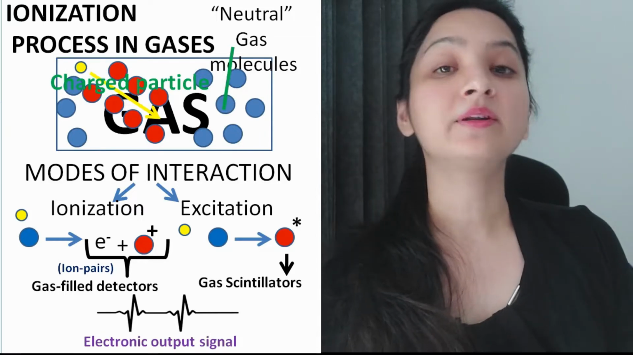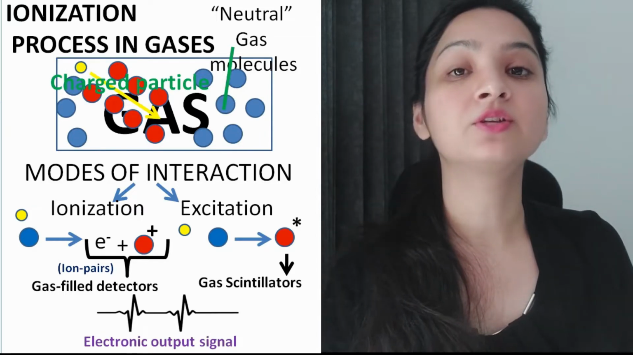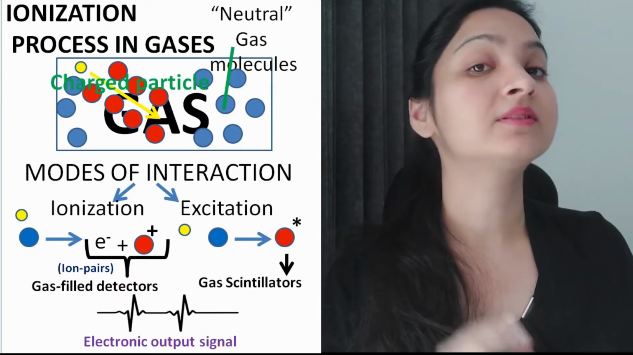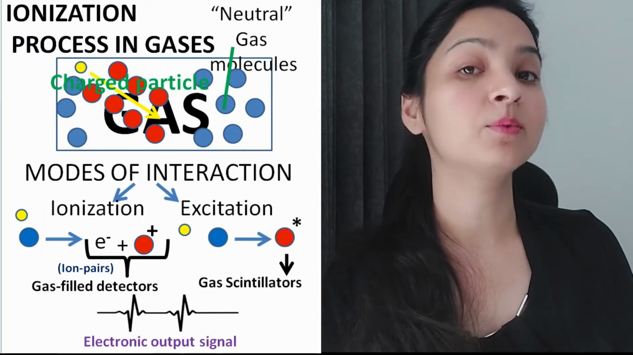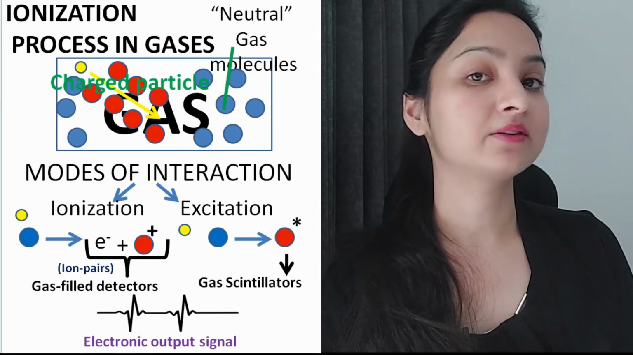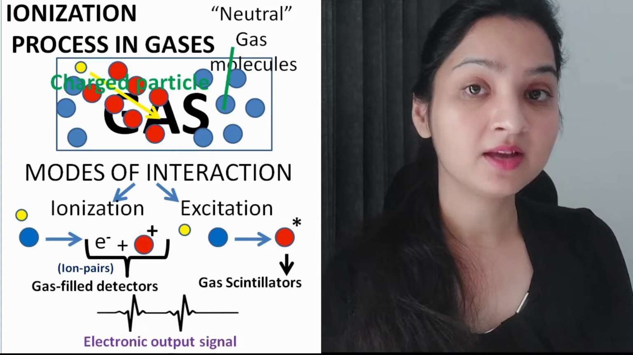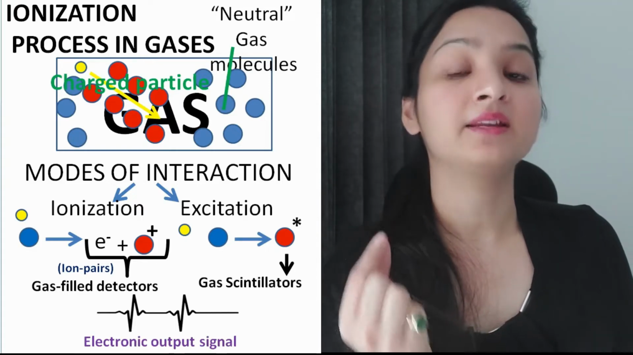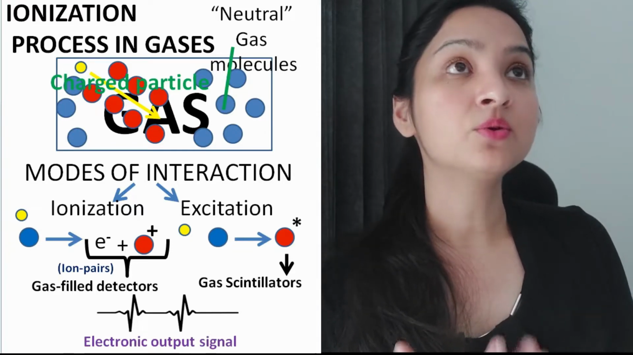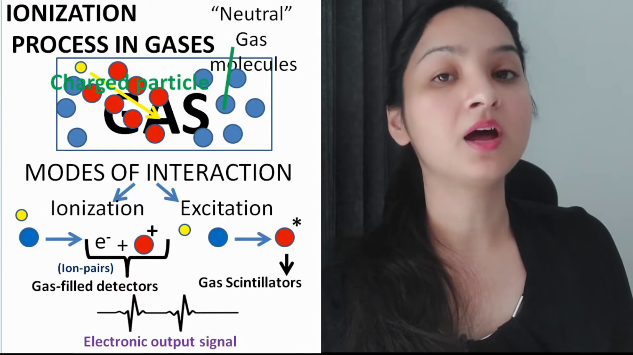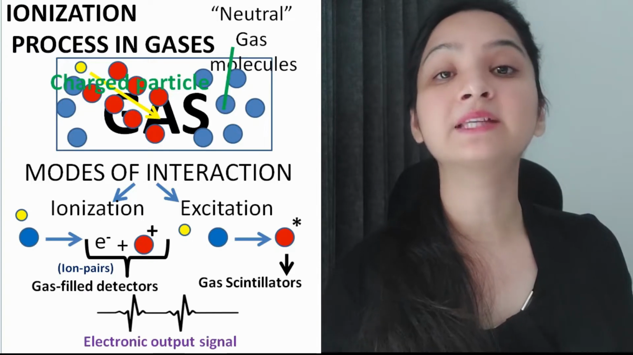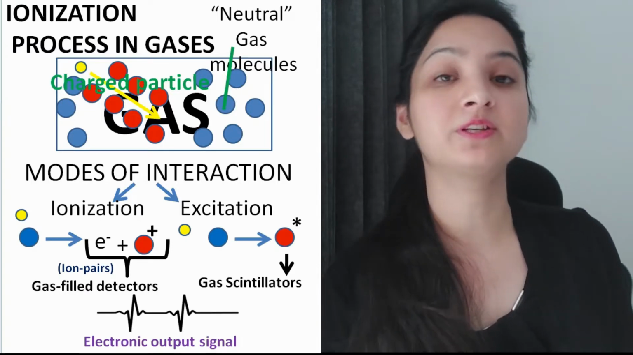Now what is this ion pair that I'm talking about? If a charged radiation is passing through the gas, and as a result of this, the neutral gas atom or molecule loses an electron, it is said to have been ionized. So this will result in an electron and a resulting positive ion of the gas. These two comprise what we call ion pairs. So these ion pairs will serve as a basic constituent of the output electrical signal.